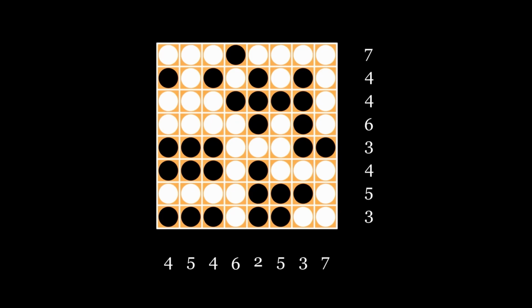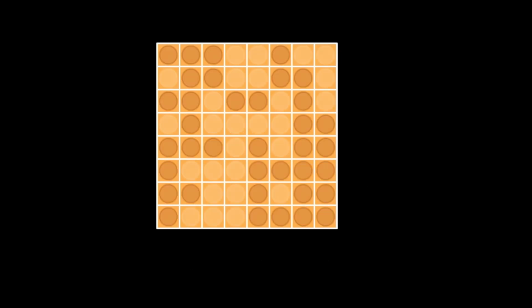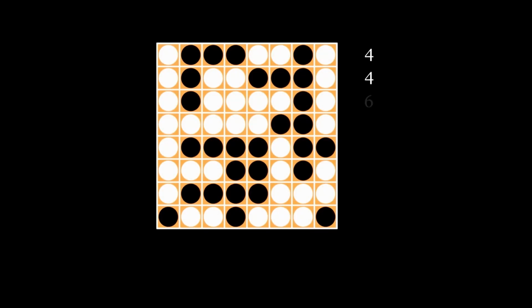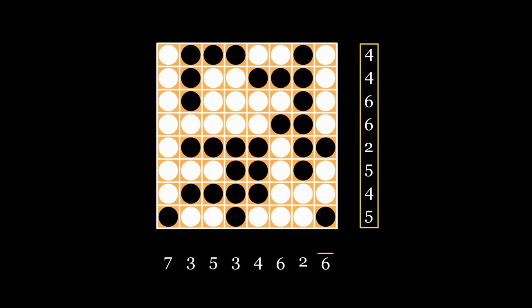Since each cell is randomly filled with either a black or white marble, the number of white marbles in each row and column will vary. The problem asks, what is the probability that the number of white marbles in every row and every column is even? Pause the video here if you want to give it a try.